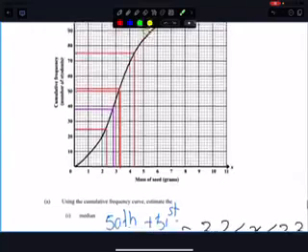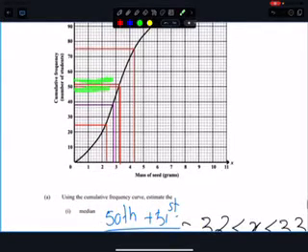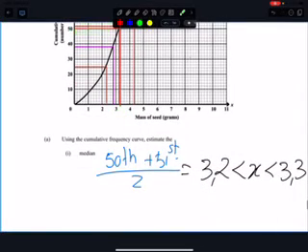So what is the median? When you have an even number, you take half and you add 1 on top of it. So the 50th and the 51st person. What is their seed? If you got it correctly, your answer should have been somewhere near 3.2 and 3.3, somewhere in between.